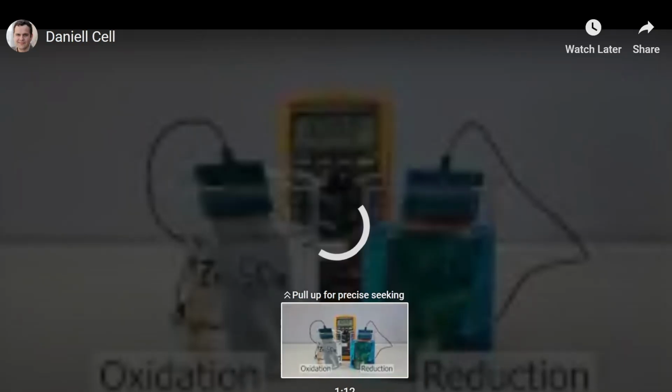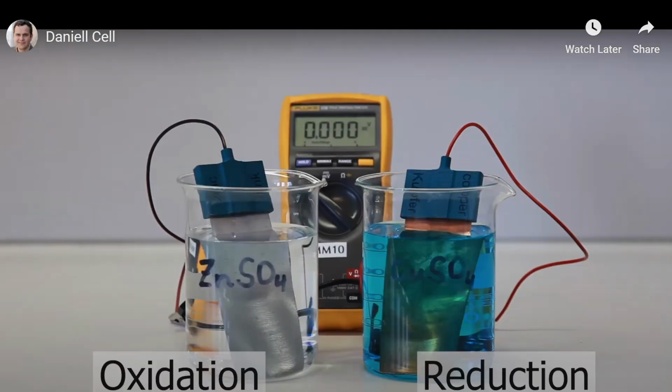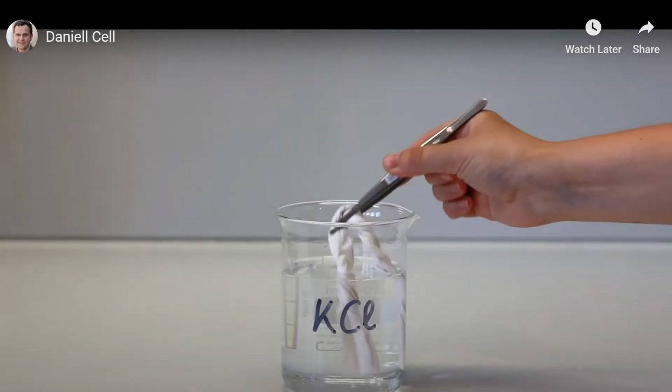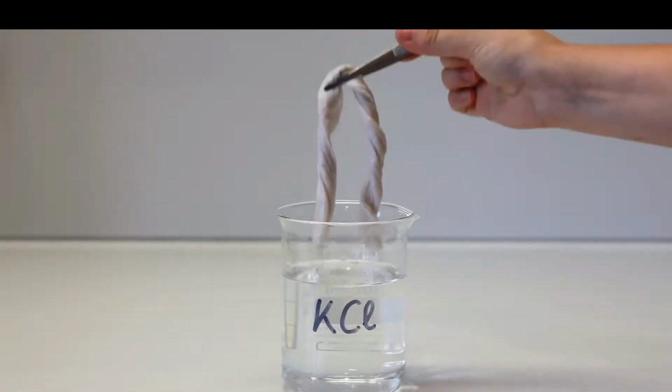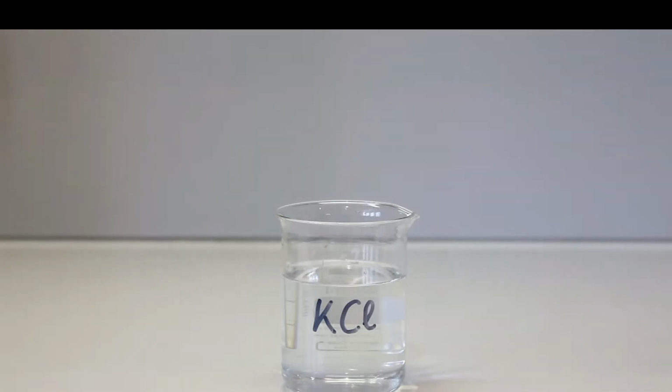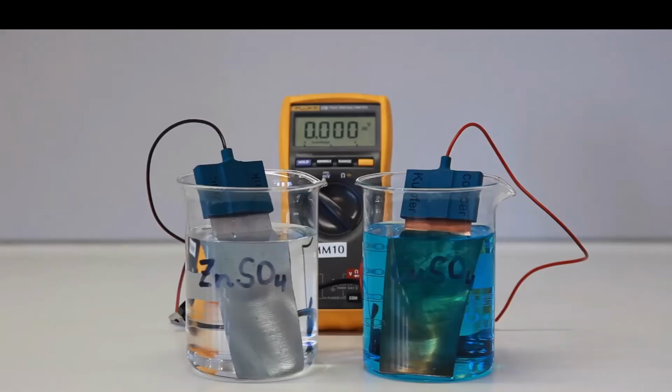Because we don't have a salt bridge. Now we're going to need a salt bridge here, a paper towel that is dipped into a salt solution, potassium chloride. If we connect both half cells with the dipped paper towel, a charge equalization takes place and current flows.